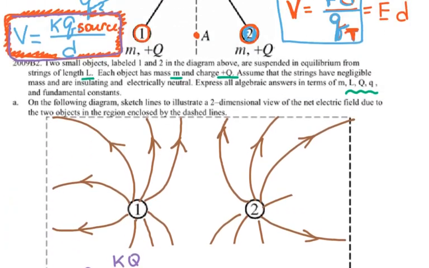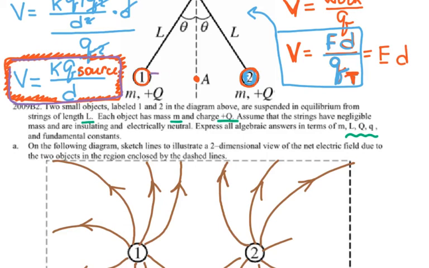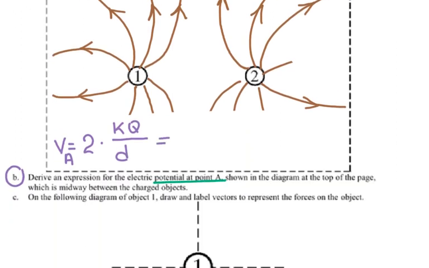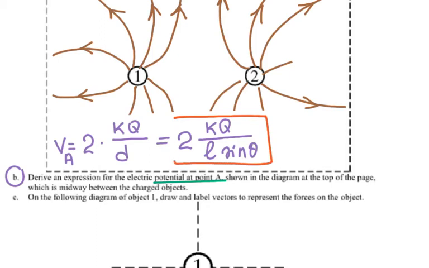And the distance, when I talk about the distance, it's this distance. And this distance is L sine theta. So I'm going to come back and rewrite it as 2kQ over L sine theta. And that would be my answer for B.